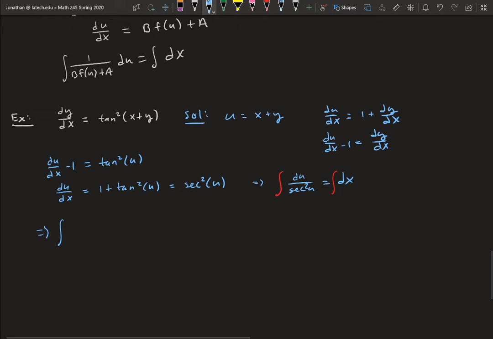It's cosine squared, that's right. So there's cosine squared u du equals integral of dx. Now, how do I integrate cosine squared? I can integrate the right-hand side, x plus c, no problem. But how do you integrate cosine squared? Someone hook me up.